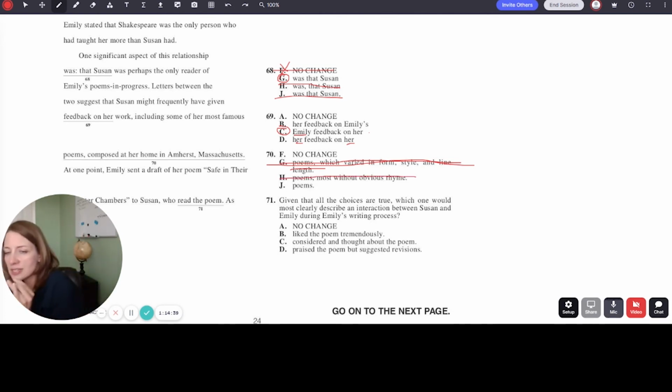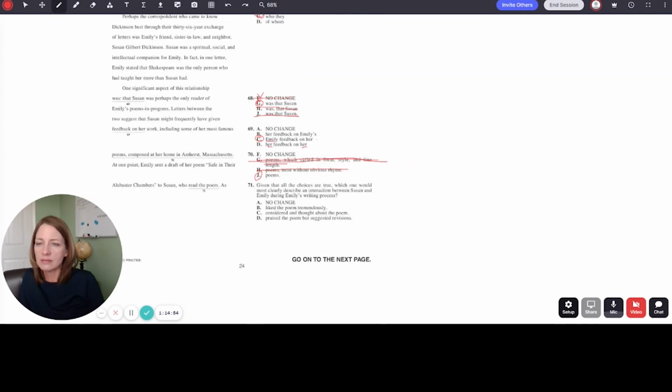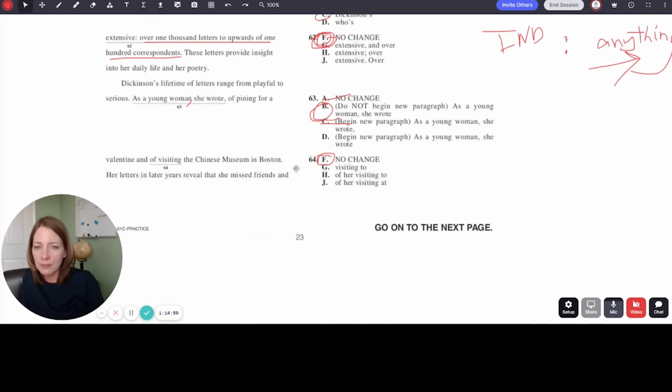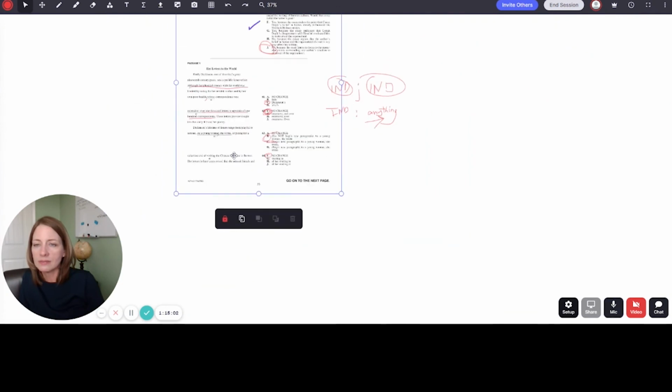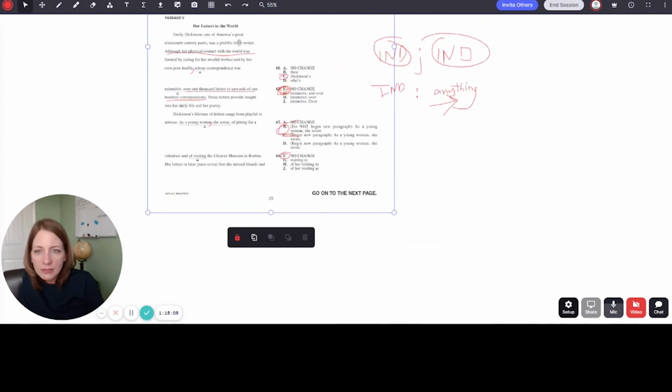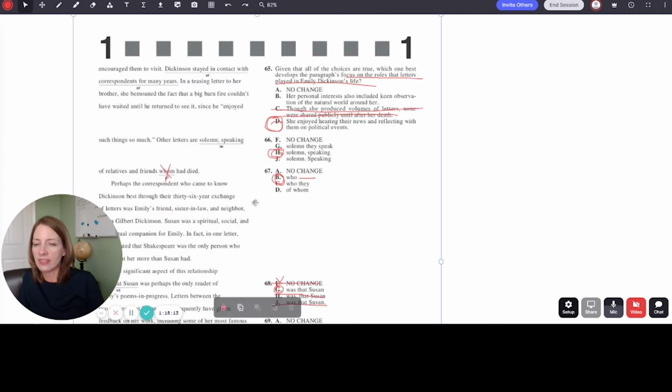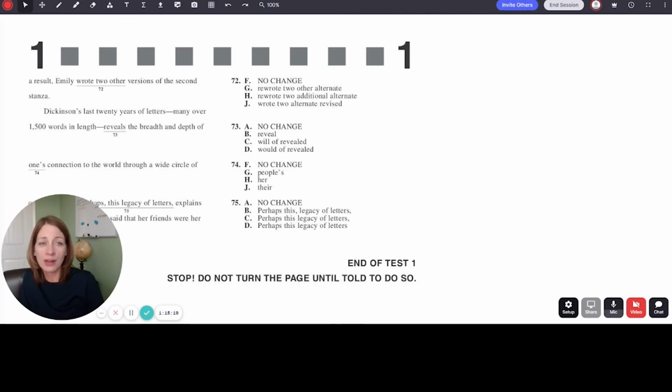So I would be interested in F a little bit, but I feel like the fact that it was composed at her home in Amherst, Massachusetts, I don't think that is essential to what we're trying to say here, because it's not necessary. I think maybe that was mentioned in the beginning, but let's see, does it even mention that? I don't know if it is or not. But it's not necessary to understand that thought. So it kind of sidetracks a little bit. Okay, we're getting so close.